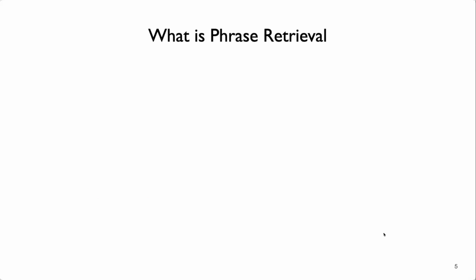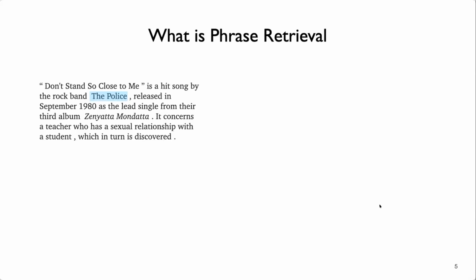So first, let me make it very clear by defining what phrase retrieval is. Here the goal is basically we take a piece of text and we take a phrase in the text. In this example, "the police" is a phrase in this piece of text. Here "the police" is the name of the band. And the goal is to encode this phrase, again, together with the context, as a vector.